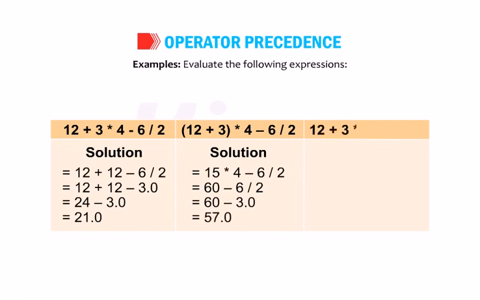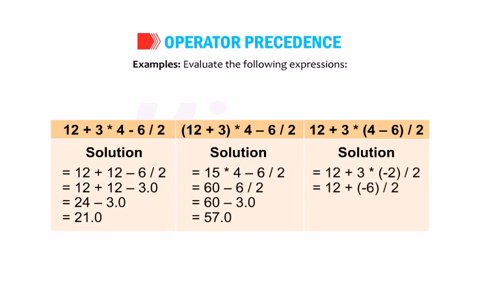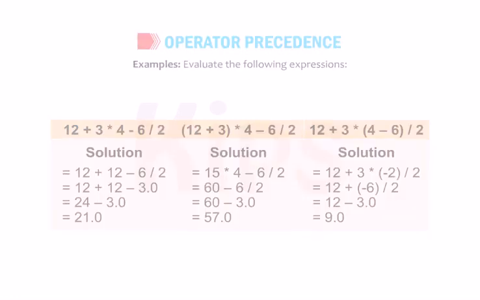12 plus 3 into 4 minus 6 divided by 2. Solution: equal to 12 plus 3 into bracket 4 minus 2 bracket close slash 2, equals 12 plus bracket 4 minus 6 bracket close slash 2. That is equal to 12 minus 3.0, which is equal to 9.0.